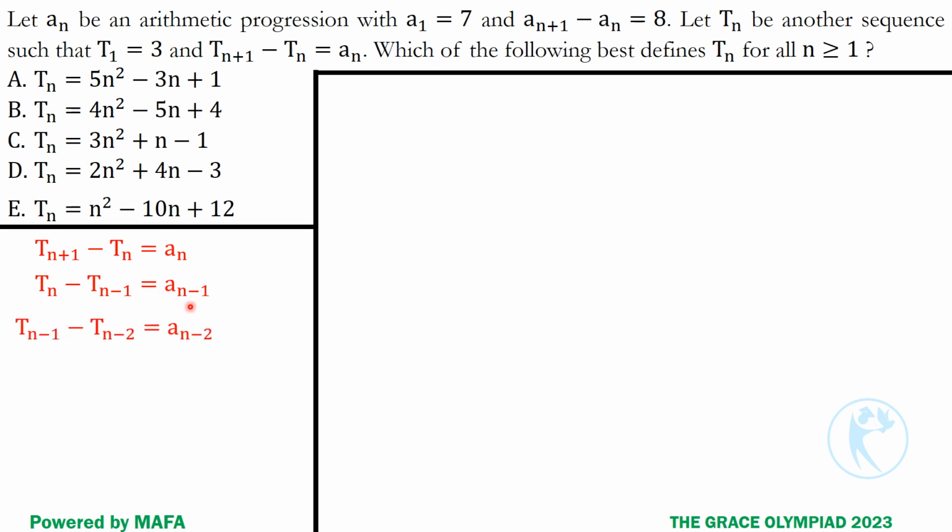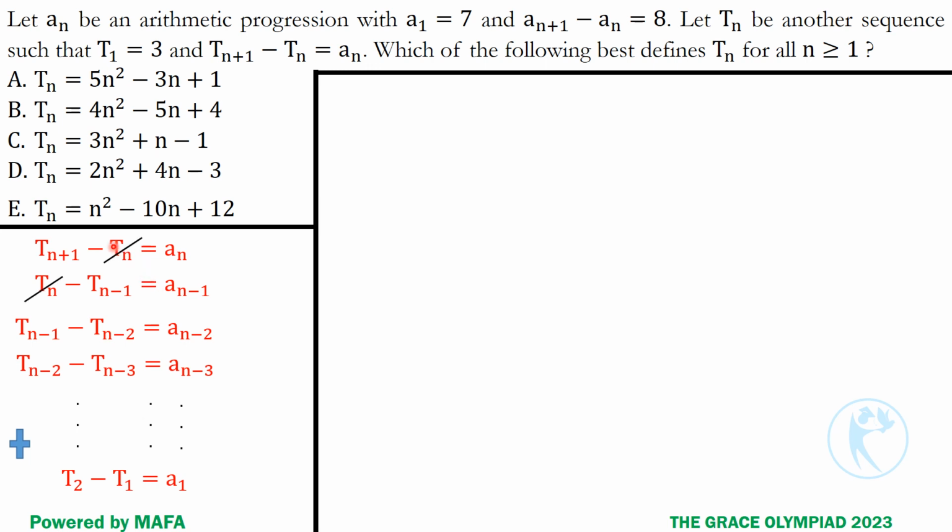We can take another step behind. We get t of n minus 1 minus t of n minus 2 to give us a of n minus 2. We can take another step behind. We get t of n minus 2 minus t of n minus 3 to give us a of n minus 3. We continue taking steps behind until we arrive at the position where we have t2 minus t1 equal to a1.